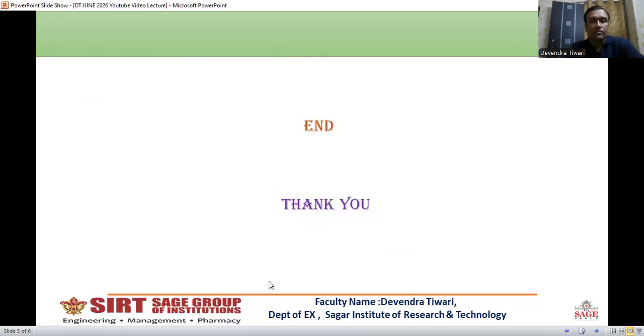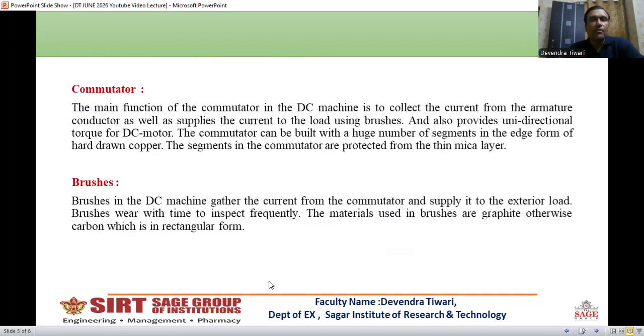Commutator. The main function of commutator in DC machine is to collect the current from the armature conductor as well as supply the current to the load using brushes, and also provide unidirectional torque for DC motor. The commutator can be built with a huge number of segments in the form of hard-drawn copper. The segments in this commutator are insulated by thin mica layer.